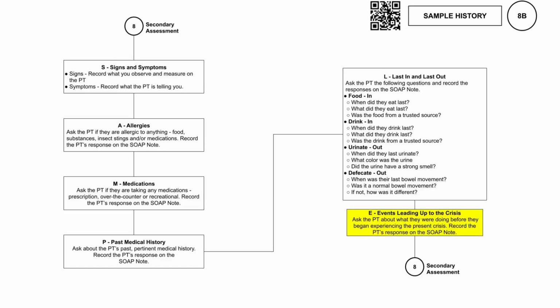Ask about the color of the urine and the condition of the bowel movement. Was it normal, runny, or difficult to pass? E, events leading up to the present situation. Documenting the events preceding the current health crisis is vital. Understanding the circumstances can help identify potential causes and contributing factors to the patient's condition.